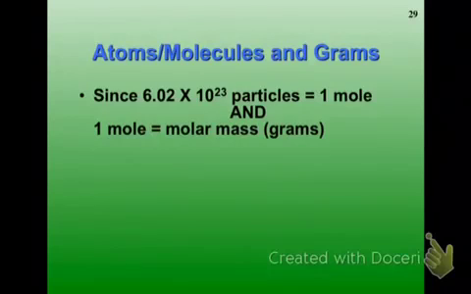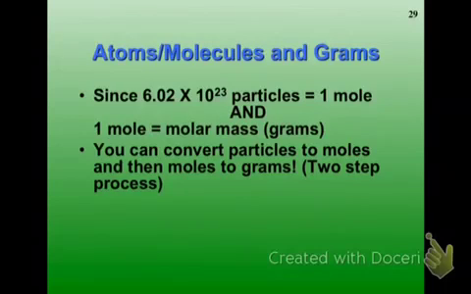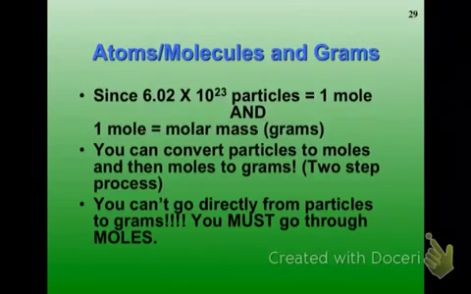That mass is different for every substance because it depends on what my particles are. So all those things are equal, and the thing that they have in common is the mole. So I can convert from particles to moles and then from moles to grams, and we're going to call that a two-step process. But the thing that I have to remember is that I cannot go there directly. I cannot do that in one step. I have to go through moles. Okay, so two-step conversion problem.